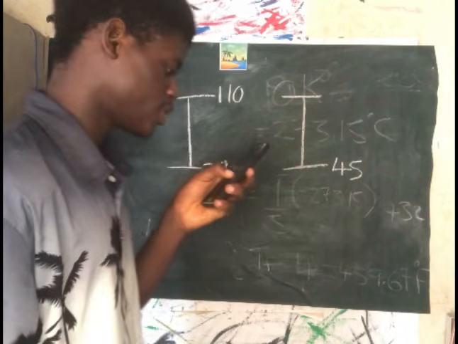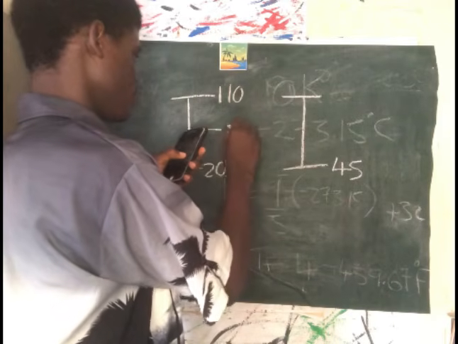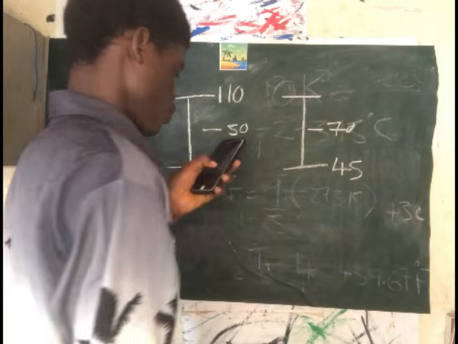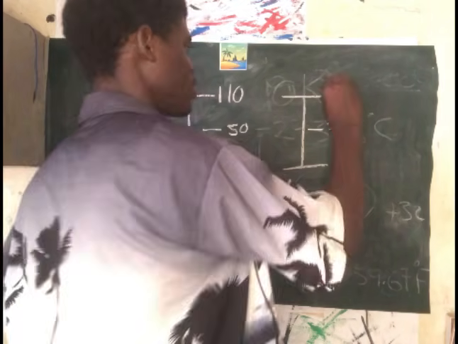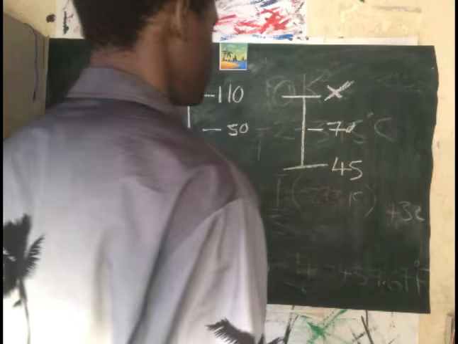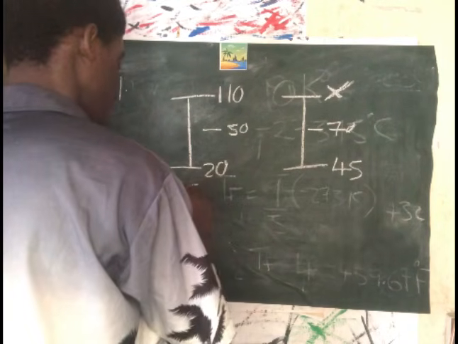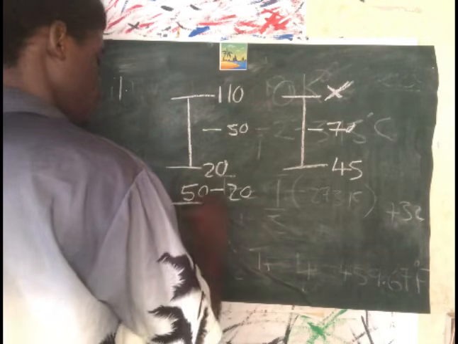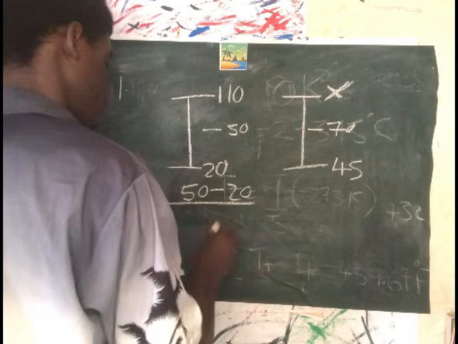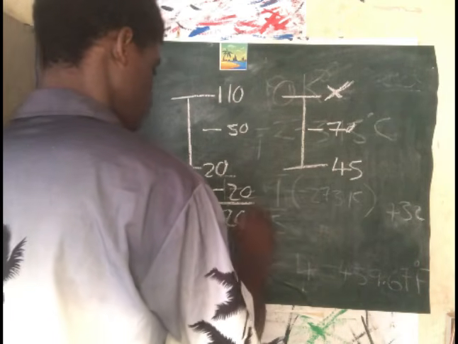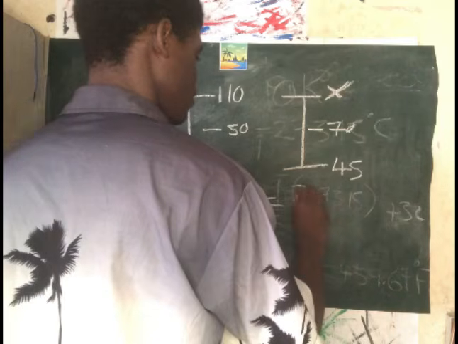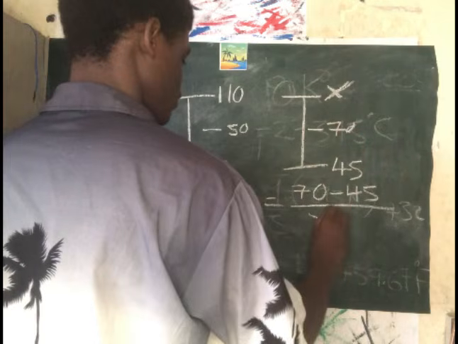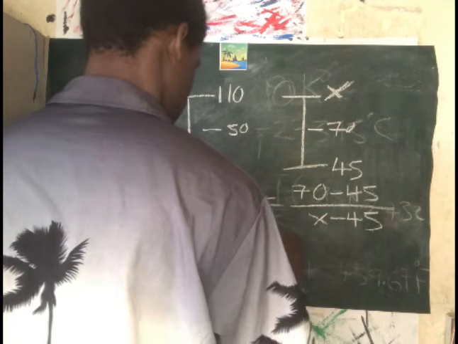If when the temperature of an object on scale A is 50, and on scale B it is 70, what is the steam point of scale B? So they're asking us for a steam point of scale B. So anything we do here, we do it here. So that will be 50 minus 20, this minus the lower fixed point over upper fixed point minus lower fixed point. That's 110 minus 20. We'll do the same thing here too. That will be 70 minus 45 over x minus 45.